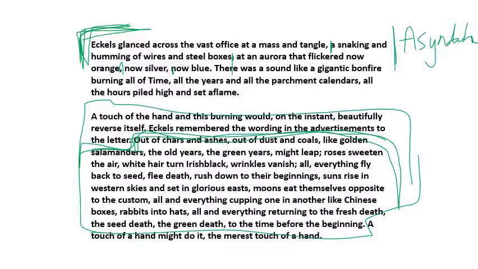It puts the verbs, or the nouns, closer to that pause after the comma: a snaking and humming, at an aurora that flickered. And you can hear it without the "ands." It creates a very different rhythm.